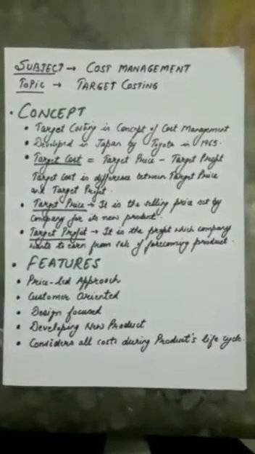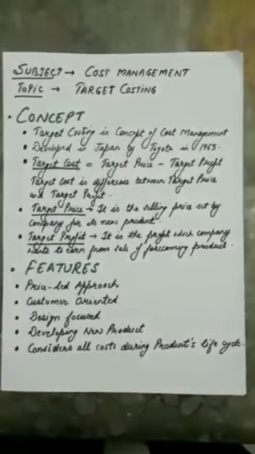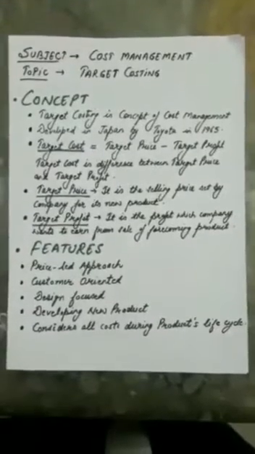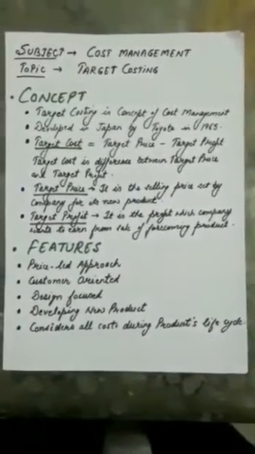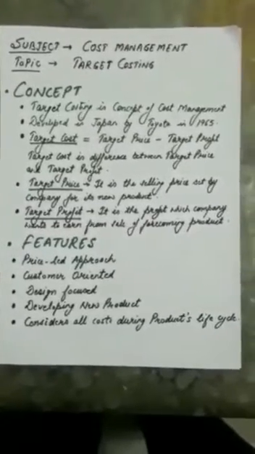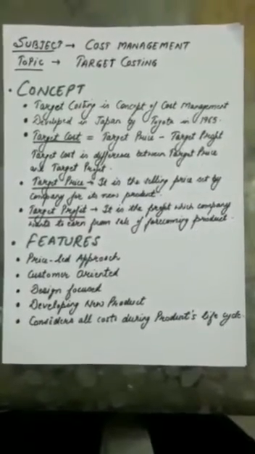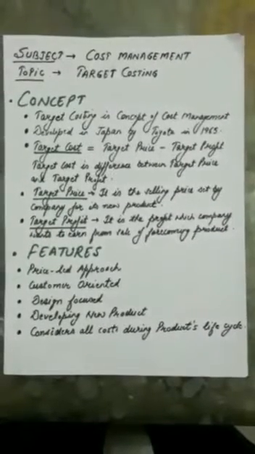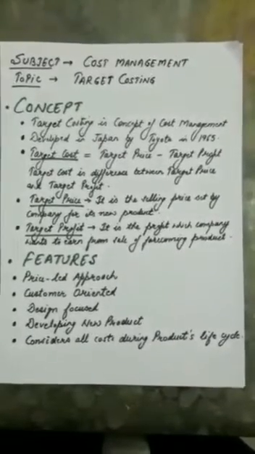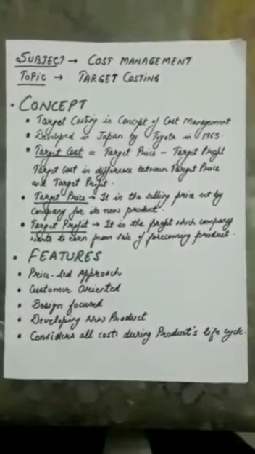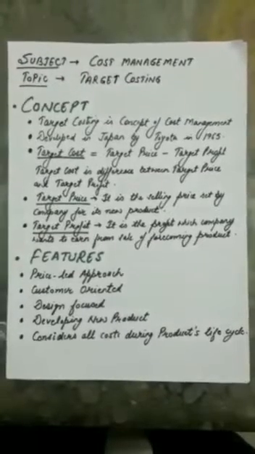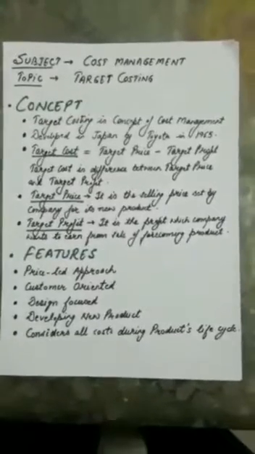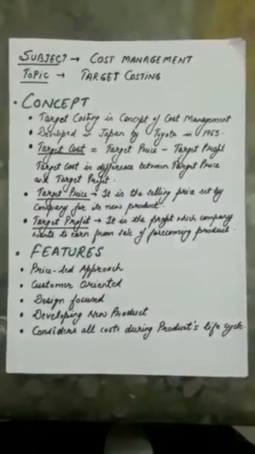Number 3, design focused. Target costing is a design focused cost reduction process. It attempts to achieve the target cost by focusing primarily on the product design and development phase. Number 4, developing new product. Target costing plays an important role in developing and managing new products. Next, considers all costs during the product's life cycle. Target costing is a cost reduction process which takes into consideration all costs during the product life cycle.